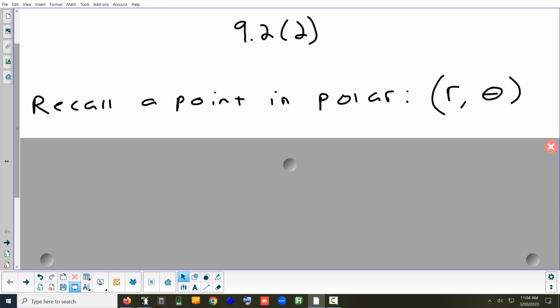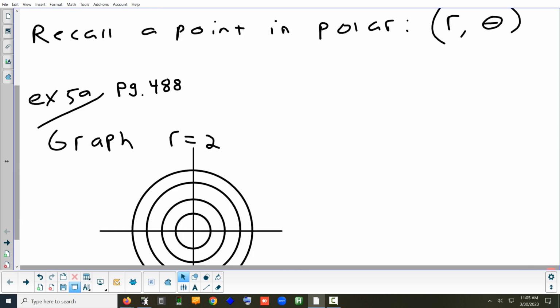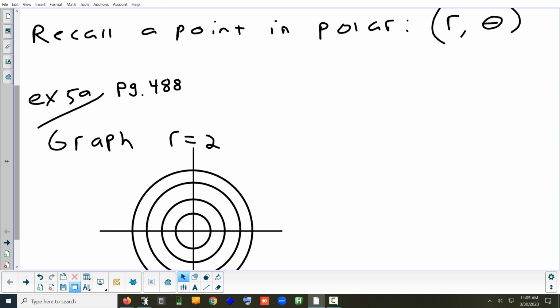theta value. So r is the distance from the origin, either right or left, and theta is an amount of rotation, clockwise or counterclockwise. So let's graph r equals 2. This is a polar graph. The way you can graph this is the same way you'd graph anything. Let's find some points and then draw from there.